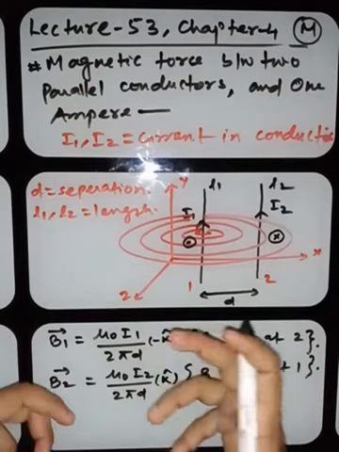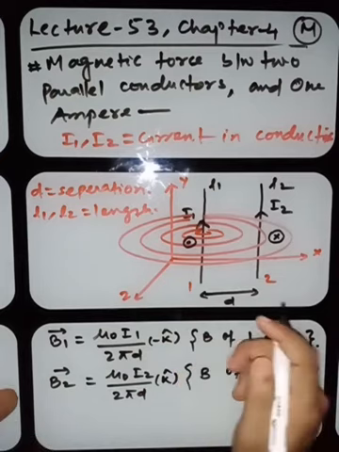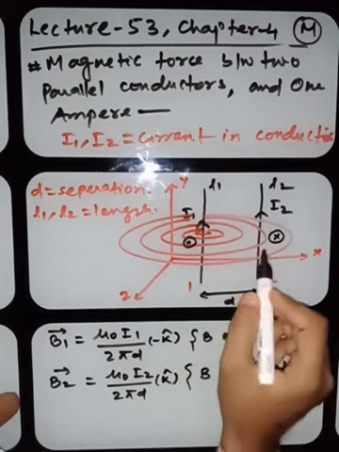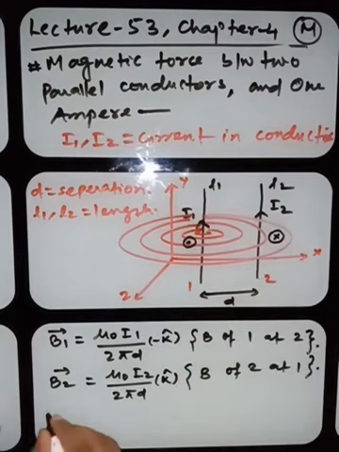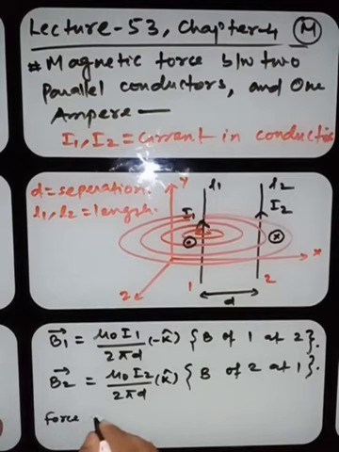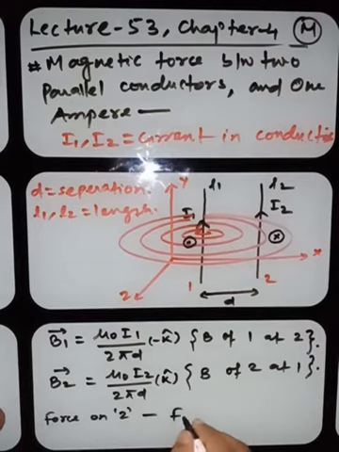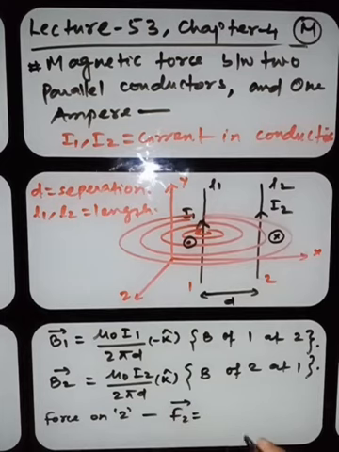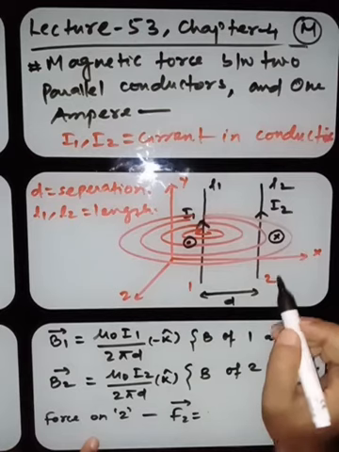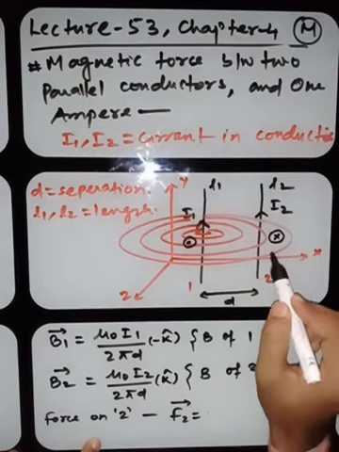Now we have calculated the magnetic field. Now we have to find the force. Now the force on conductor 1 and 2. Force on conductor 2, you can write force on 2. What can we write? F2, we know that it is I L cross B in vector form. So we will find the force on conductor 2.